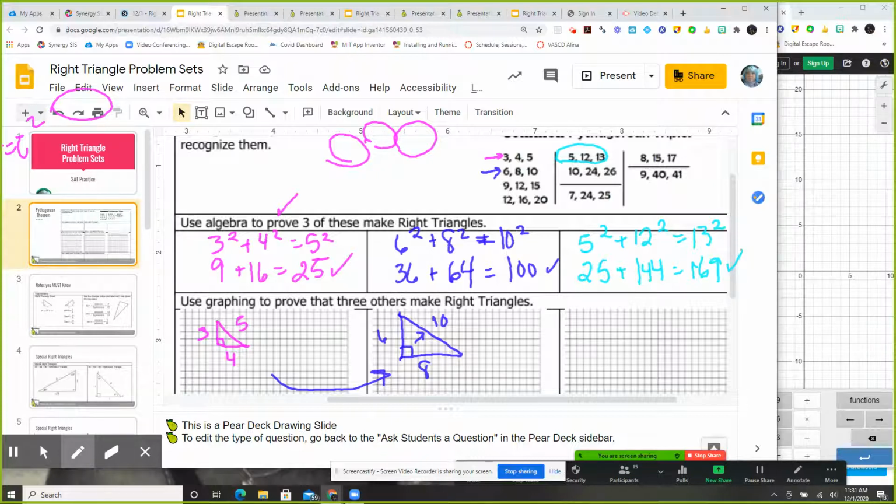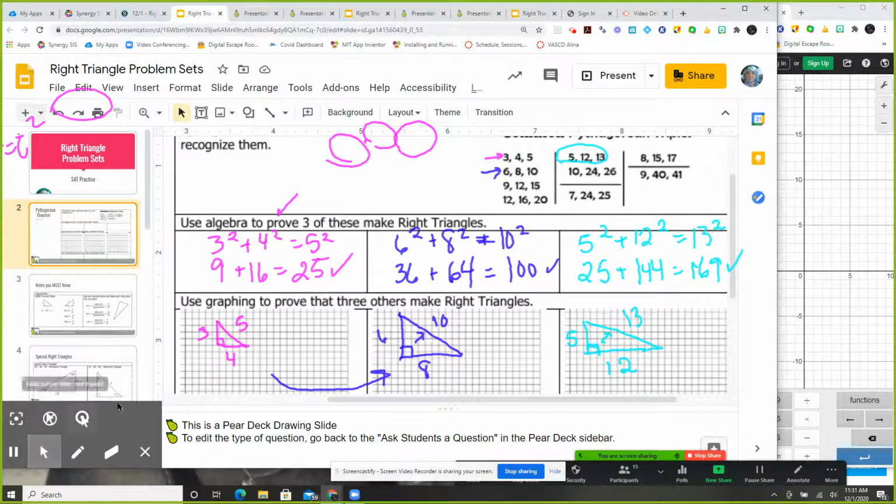It's always good to test it. And then we can draw our triangle. So that's 5 by 12, which would close into 13. 5, 12, and 13. That light blue is so hard to see, with a right triangle and a hypotenuse that's always the longest side. Questions on that?